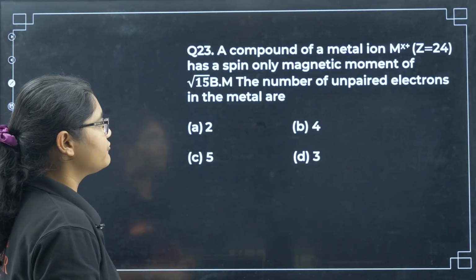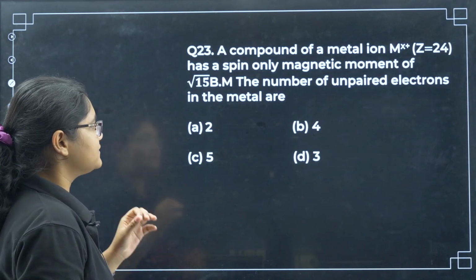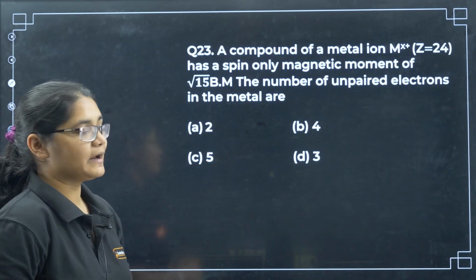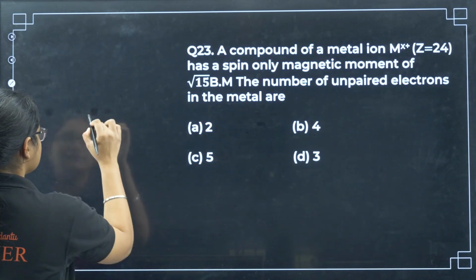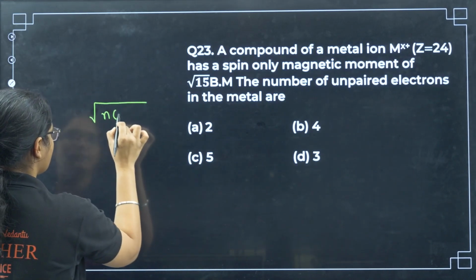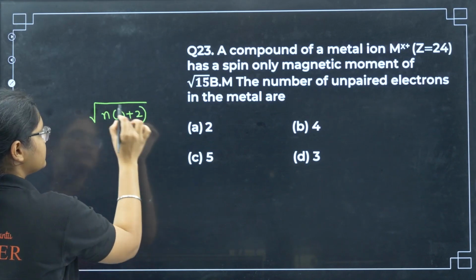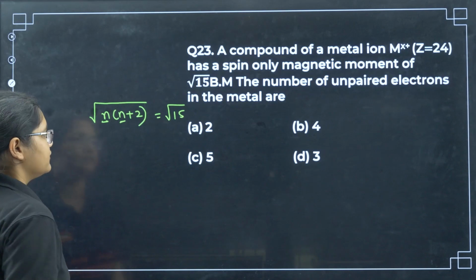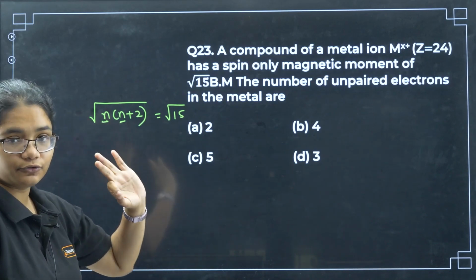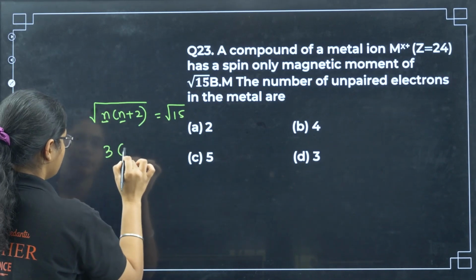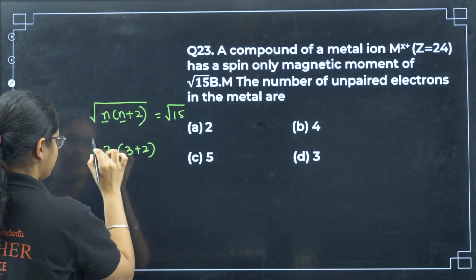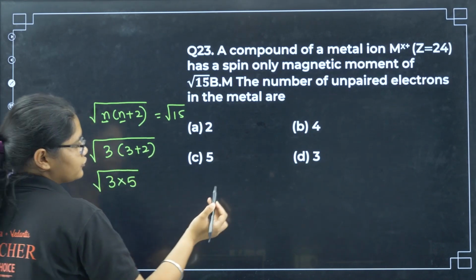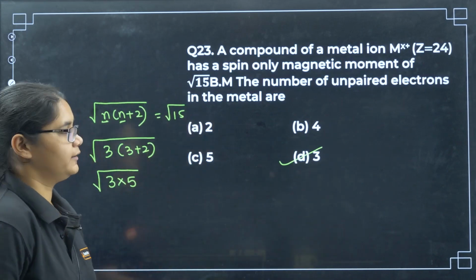Next, a compound of a metal ion Mx+ has a spin only magnetic moment of root 15. The number of unpaired electrons in the metal are. This is very simple, you know this. Magnetic moment is root of n(n+2), right? Now this value is root 15. So what can be the value of n so that I get this one? If I take n equal to 3, what I will get? 3 into (3 plus 2), that is equal to 3 into 5, right? So n value should be 3, option number D here.